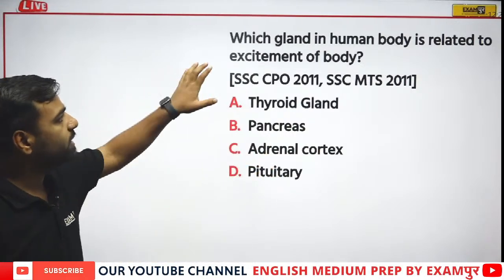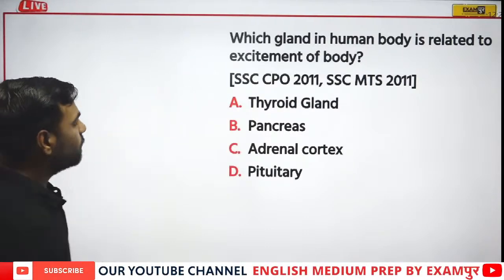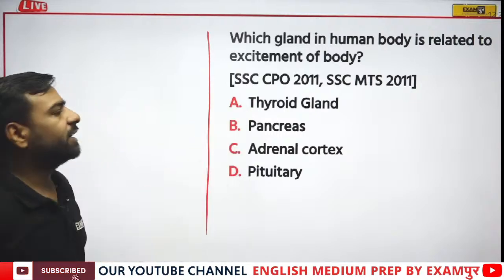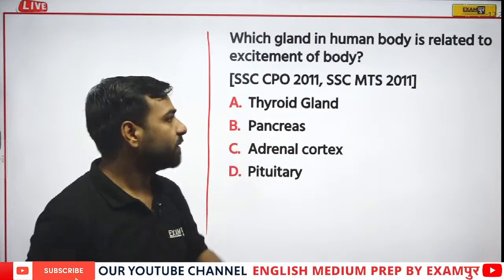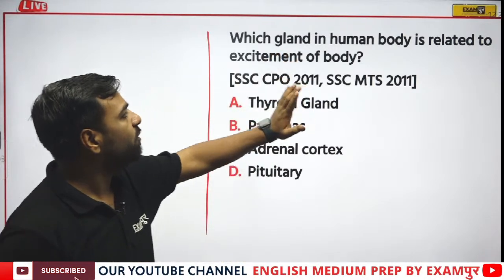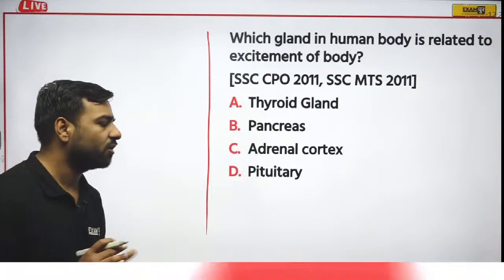Moving on to the next question. Which gland in the human body is related to the excitement of the body? Now, there are different things over here. That's true, Nikita. Absolutely correct. Yeah, waiting for this answer. Which gland in human body is related to the excitement of body? Is it thyroid? Is it pancreas? Is it adrenal, or is it pituitary?